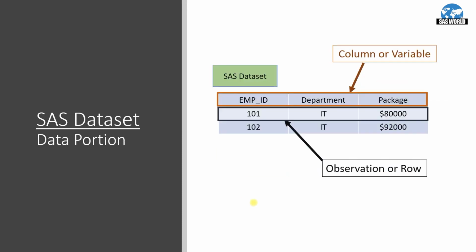SAS dataset data portion. As I told you, a SAS dataset is a table-like structure. It contains rows and columns. So the data portion actually contains rows and columns. Here you will see EMPID, department and package. These are columns. In SAS we call a column a variable. Here you will see 101, 102, IT, and the entire row is called one record or observation in SAS. Here you will see we have two observations and three columns or variables. So this is the SAS dataset data portion. Actually we will work on this data to generate any analysis in SAS. I hope this is clear. Let's move on to the next slide.